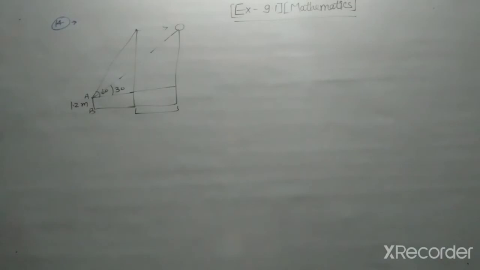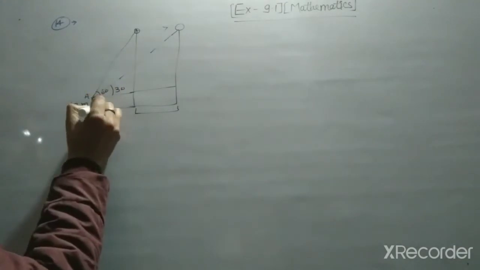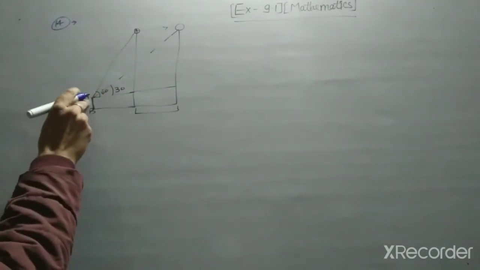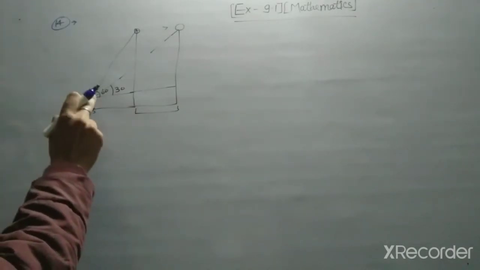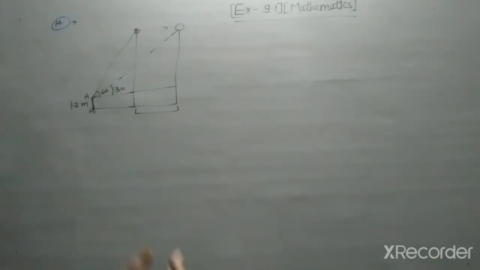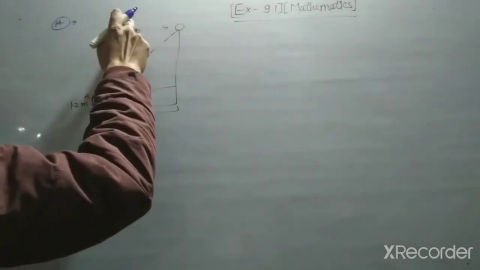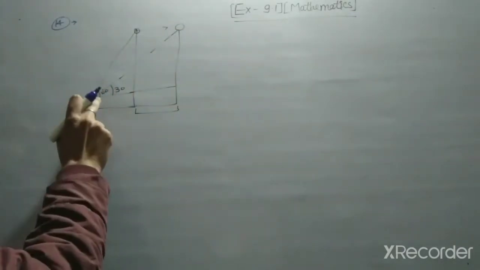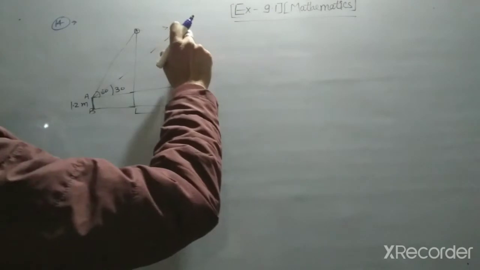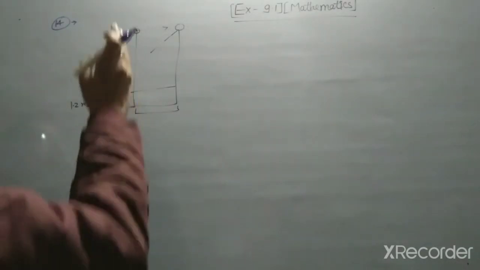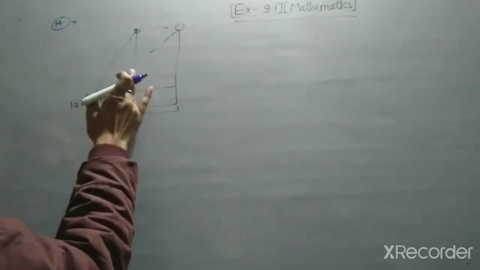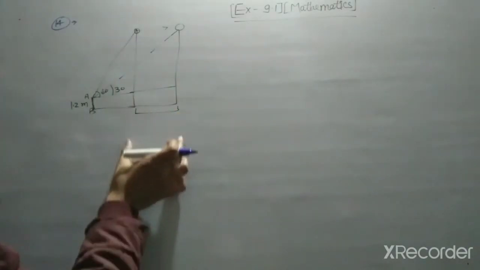So I repeat again. What's the question? It says this is your balloon and this is your girl. The girl stands there and sees the balloon. At that time the angle of elevation made by the girl is 60, and after some time the balloon goes from here to there, and at that time the angle of elevation made by the girl is 30 for the top of the balloon, and then you have to find the distance traveled by the balloon from here to there. You have to find this distance.